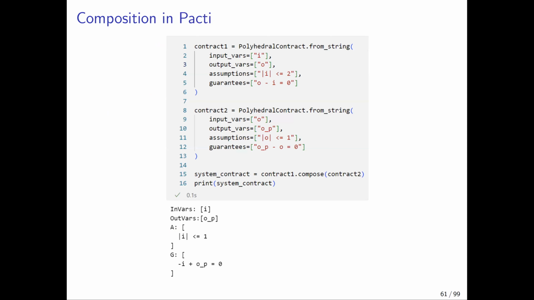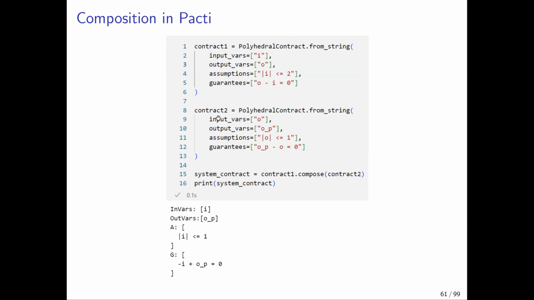And using the tool that I mentioned before, using Pacti, this is what this example would look like. Okay, so we would declare 2 contracts in lines 1 and 8. Let's take a look at contract 1. We are defining a contract with input variables I, output variables O, assumptions input less than 2, guarantees output equal to the input.